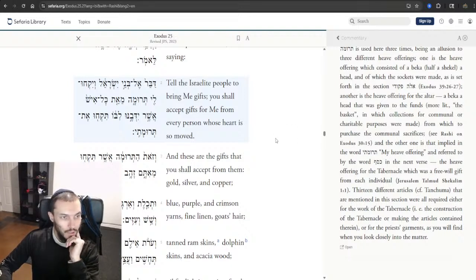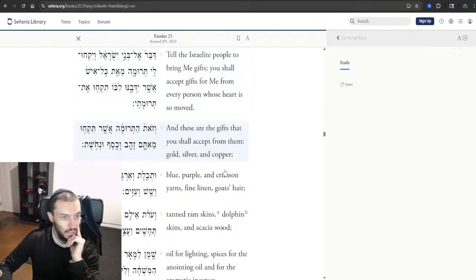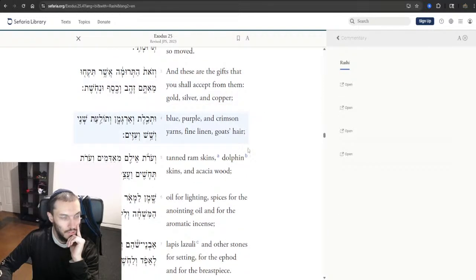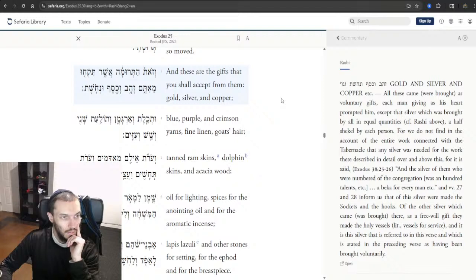Tell the Israelite people to bring me gifts. Bring me gifts. You shall accept gifts from me from every person whose heart is so moved. And these are the gifts that you shall accept from them: gold, silver, and copper.